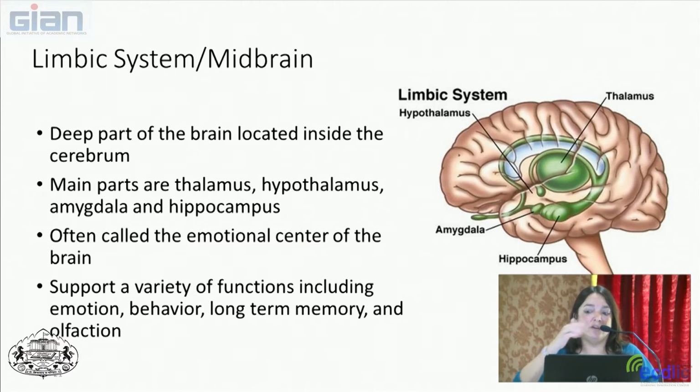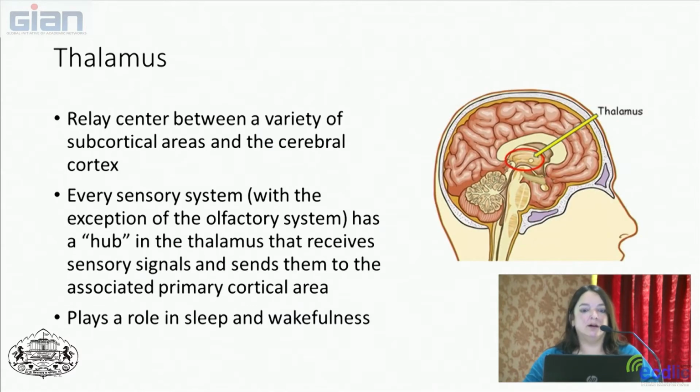Remember, I told you the hippocampus sort of starts in the midbrain and then it comes out into the temporal regions. This is often called the emotional center of the brain. It supports a variety of functions, including emotion, behavior, long-term memory, and olfaction. Remember, I told you the olfactory bulb sort of is at the base here and sticks into the middle, into that midbrain system. Okay, we're going to talk about the parts of the midbrain a bit.